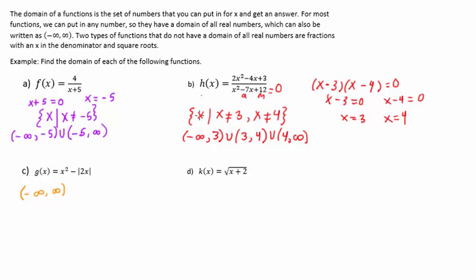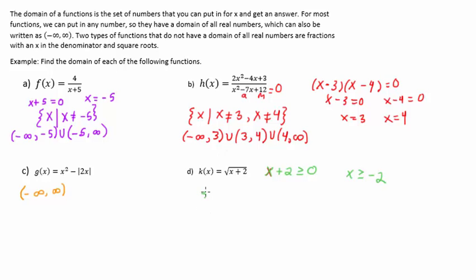Part D, we have a square root, and so we need to think about what values are an issue for square roots. Negatives are an issue. Whatever we have underneath our square root has to be greater than or equal to 0, because I can take the square root of 0, and that's fine. So it has to be greater than or equal to 0 in order for it to work in our domain. To solve this, I just have to subtract 2 from both sides. When I do that, I get x is greater than or equal to -2.